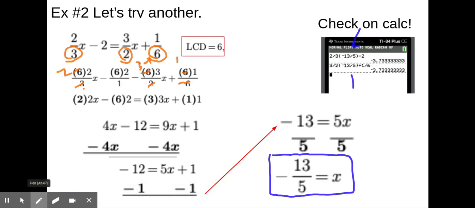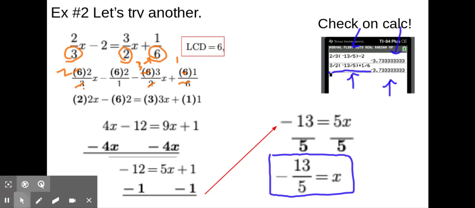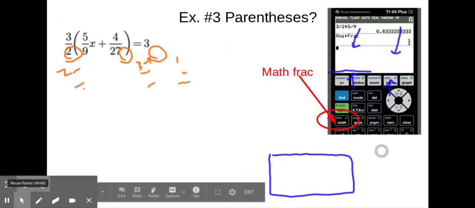for both the x's. So on the left side, I substitute negative 13 over 5 for x, and I get negative 3.73 repeating. And again, don't delete that. Leave it on the screen so that you can now substitute on the right side of the equal sign. Make sure you substitute negative 13 over 5 in parentheses, and you get a matching solution. Okay? Both sides will balance. That's how we know we did this correctly.